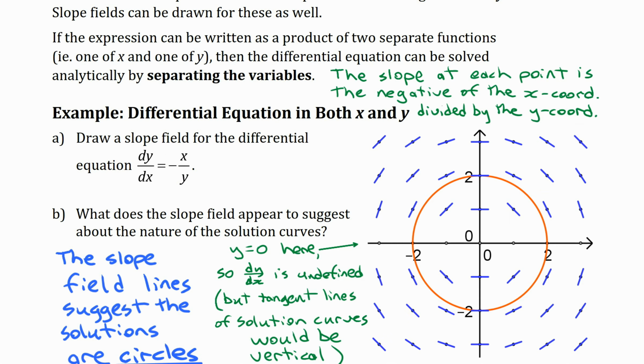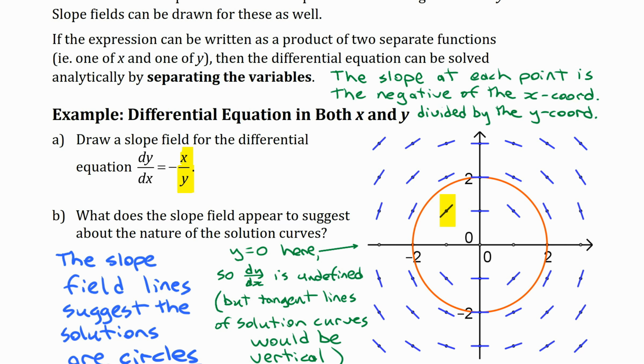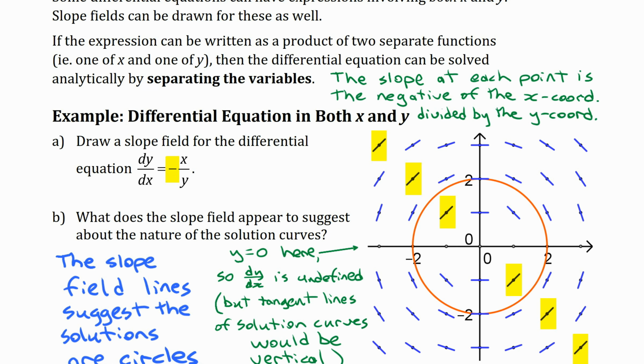Similarly, if these were opposites, like negative 1, 1, negative 2, 2, negative 3, 3, 1, negative 1, 2, negative 2, 3, negative 3, when you divide those you get negative 1, but then the negative sign makes it positive 1. So all of those are positive 1. Again, if you're using a ruler, you can hold the ruler up like that to have a slope of 1, so you get it kind of right. The other ones are similar.